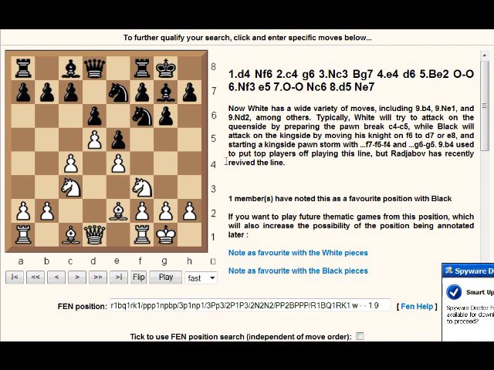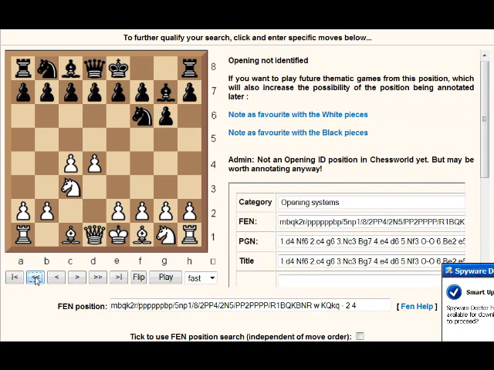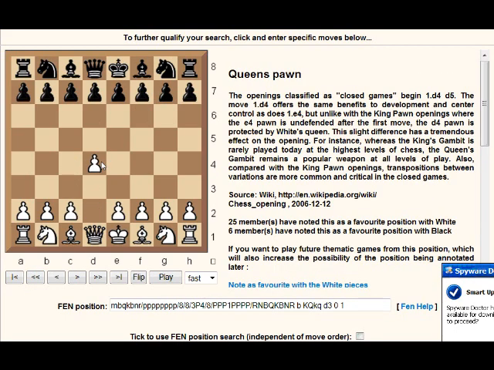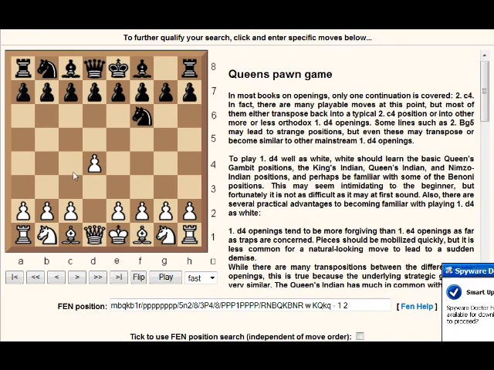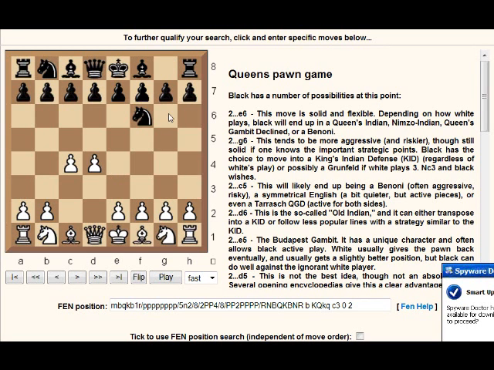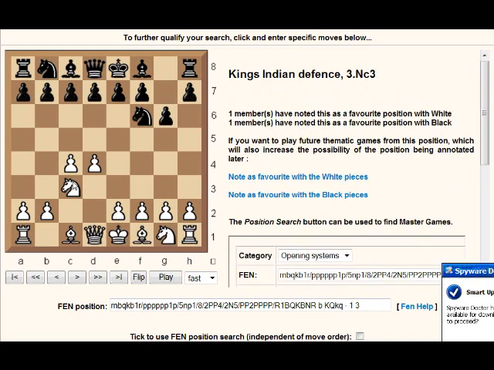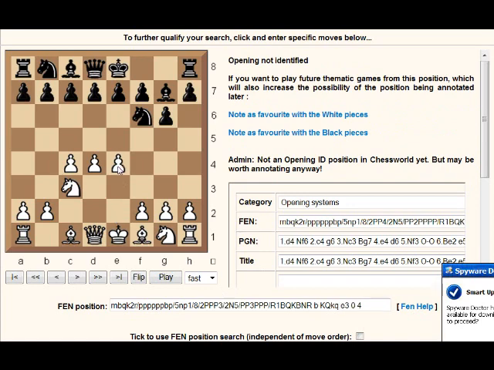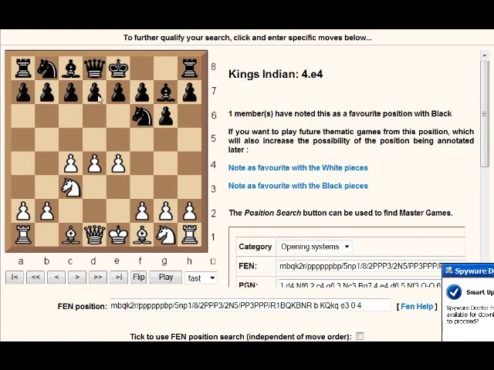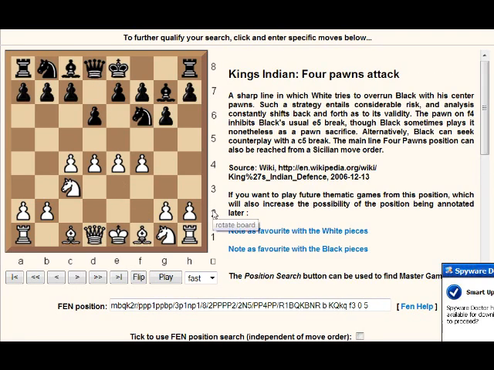Let's go on to the Four Pawns Attack, which is by name and by nature. So you'd expect four pawns to feature somewhere, and you wouldn't be disappointed. So knight c3, bishop g7, e4, d6, and then here comes the Four Pawns Attack. So violent stuff.